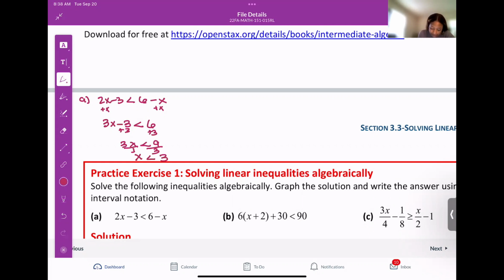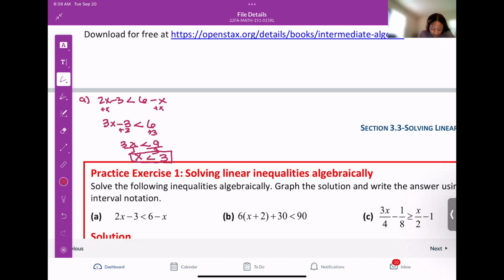All right, so that is the inequality that gives us our solution. The solution, I'm sorry, let me take a step back. What does this mean? This means if we pick any number that's less than 3 and plug it into that original inequality, we'll get an inequality that's true. All right, so we've solved this. We were also asked to graph our solution and write the answer in interval notation as well.